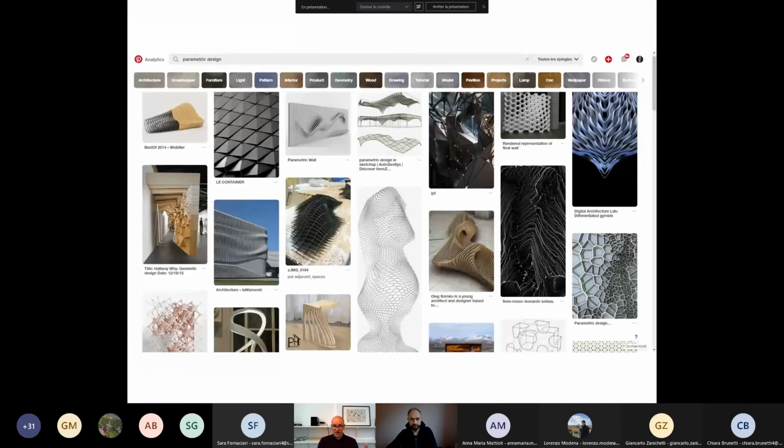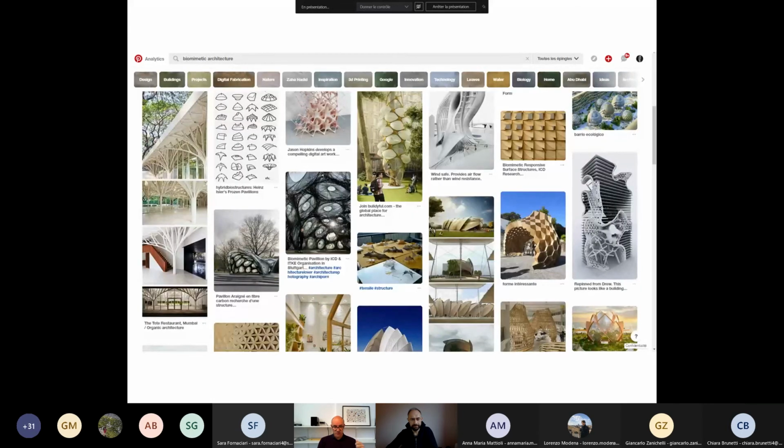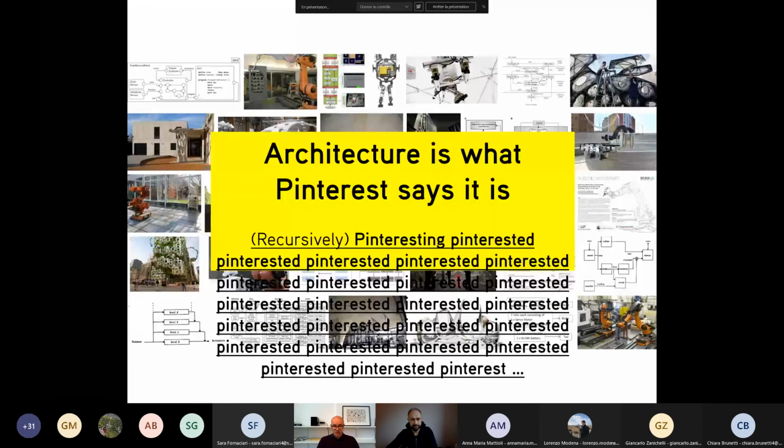And if we come back to the discipline of architecture, we have big data taking the form of images, for example on Pinterest. Ultimately, you should ask yourself, what is architecture nowadays? Is it just what Pinterest says it is? If you look at that in a bit of a speculative way, you can see that as students, you try to know what architecture is about by looking at Pinterest.